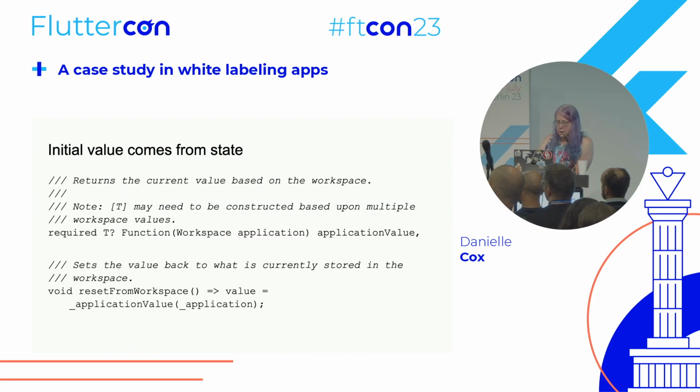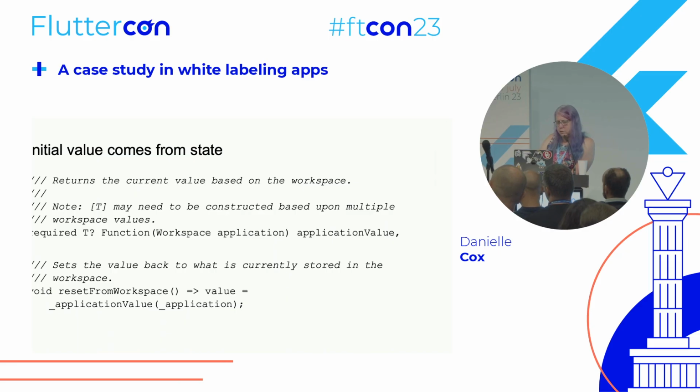By the way, I don't really show it in here, but when you pass in the application value function, I don't want that to be visible to everybody else. So I assign it to a private underscore application for the function part. And then I've got a method here that says reset from workspace, and basically it just sets the value equal to whatever's in the state right now, using the function we passed in. So we control how it figures out what that is.